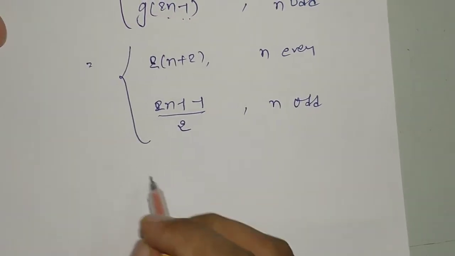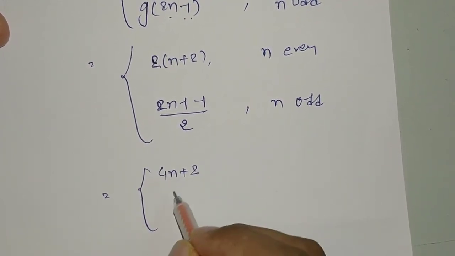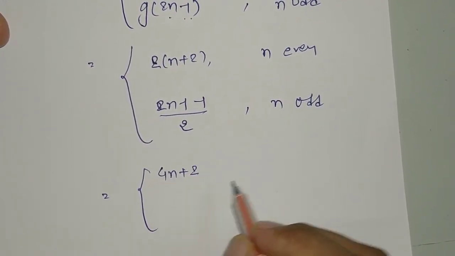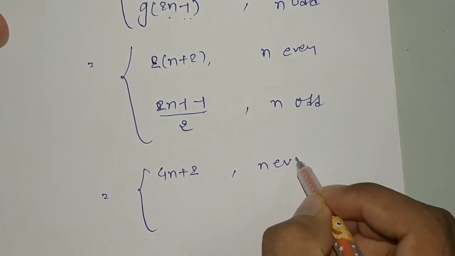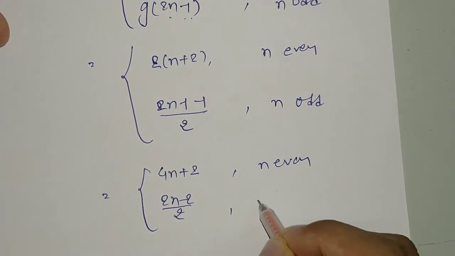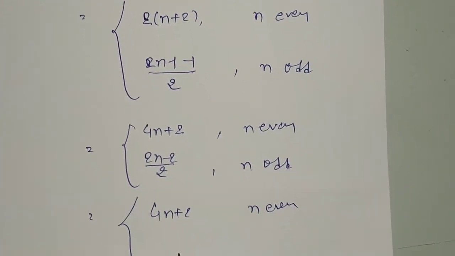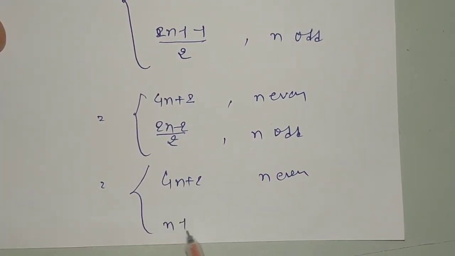So g of f is defined as 4n plus 2, n is even, and 2n minus 2 by 2, n is odd. That means 4n plus 2, n is even, and 2 common and cancel, we'll get n minus 1, n is odd.